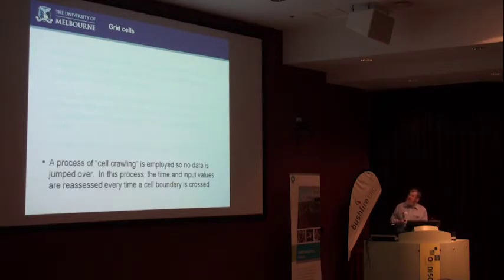We use a process called cell crawling. Well, that's what Derek calls it. One of the problems we saw with some of the other models was that they basically said, okay, in this time step we go from this point to the next point. And the problem with that is you can jump over some really important information. You're assuming that everything between one point and another is continuous, which is not true.